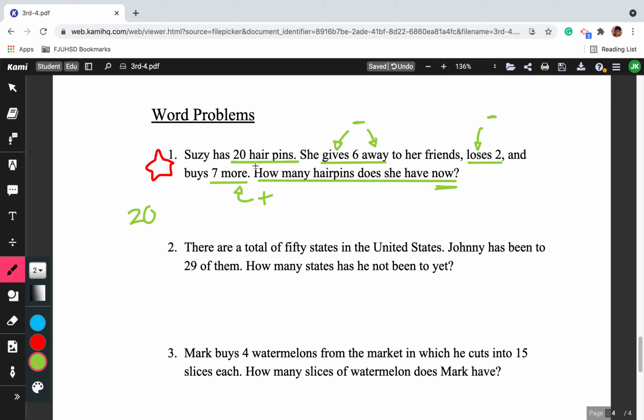Okay, so Susie has 20 hairpins. She gives 6 away. So 20 minus 6. Since 0 is less than 6 and it's on the top, you have to add 10, but then the second number has to be subtracted by 1. So 10 minus 6 is 4, and then 1 minus blank is 1. So she has 14 when she gave her hairpins away to her friends, but then she loses 2 more.